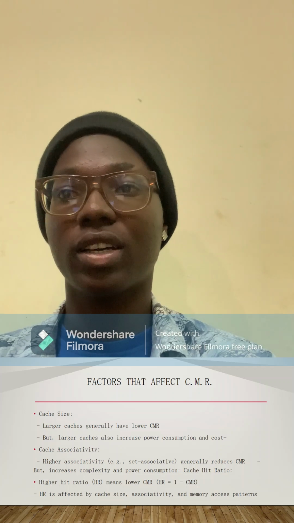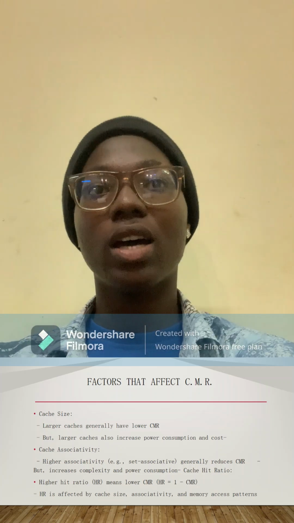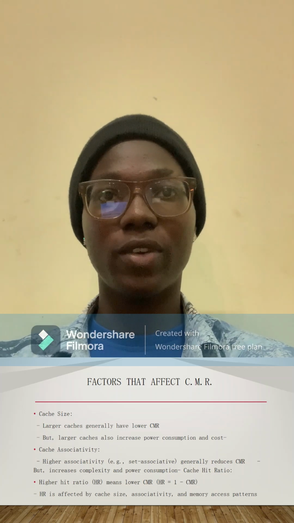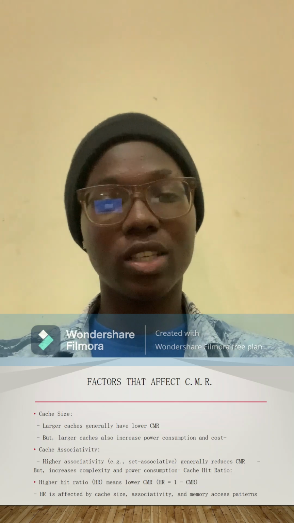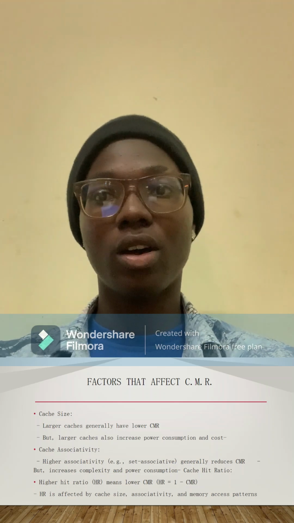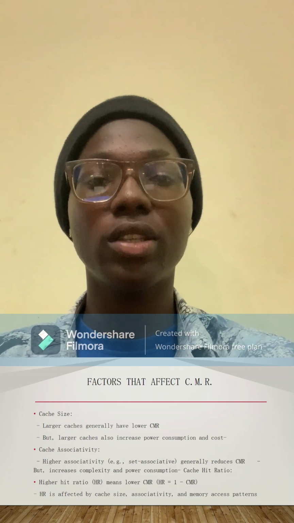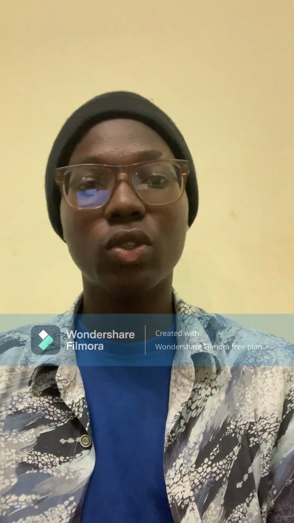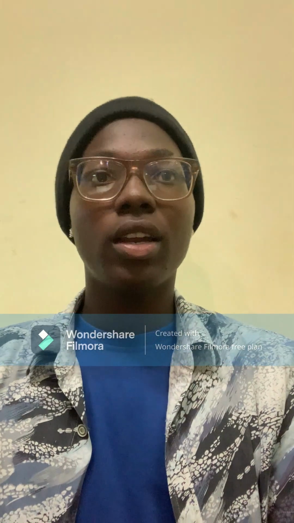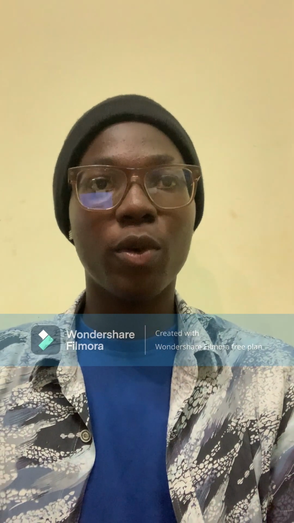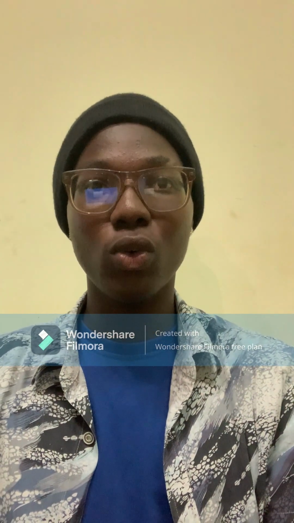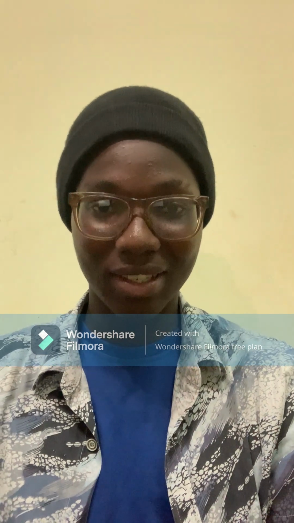Also, we have the cache associativity. Higher associativity generally reduces conflict misses by allowing more flexible placement of data. We also have the hit rate. A higher hit ratio directly reduces the cache miss rate, as the two are inversely related. Under those two, we have improved performance and then lower latency.